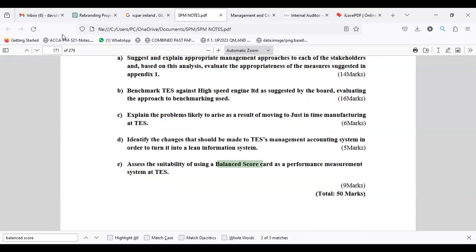So like this, the suitability will give you the four perspectives being scrutinized, and that is the case that you may want to talk about. Which are those? Financially, you may have to explain, because they are asking you to assess the suitability. It's not a calculation issue. Basically, it is to promote and talk about how the balanced scorecard can be effectively used in this case.